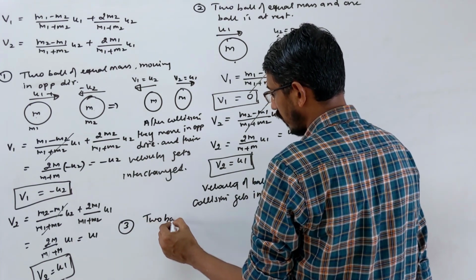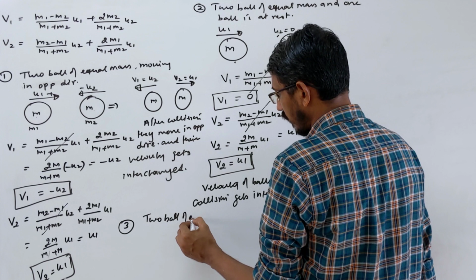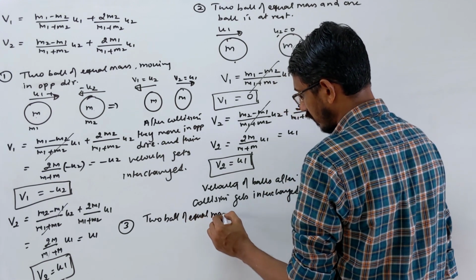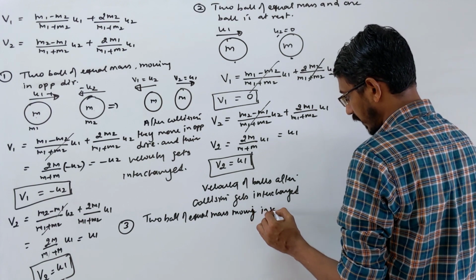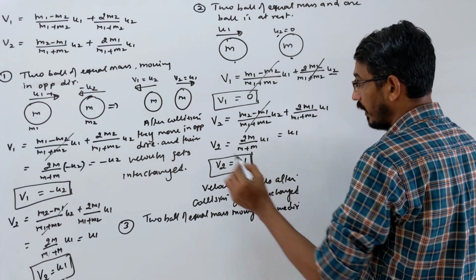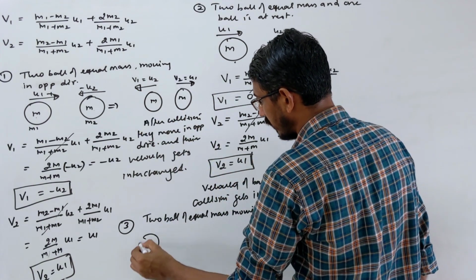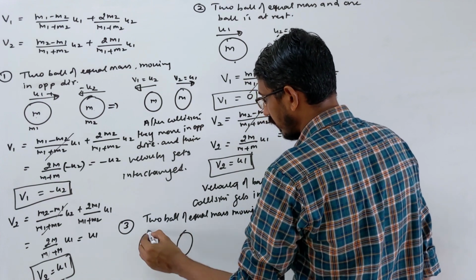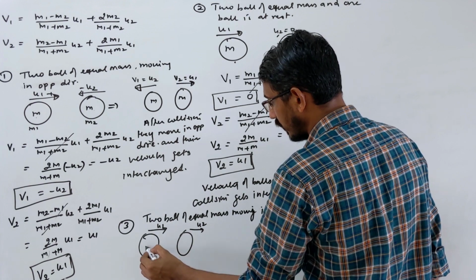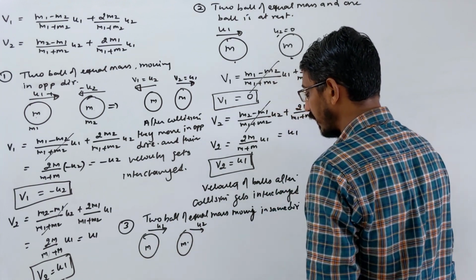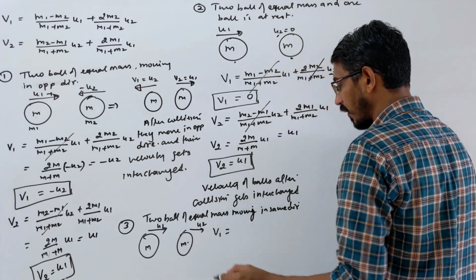Two balls of equal mass moving in the same direction, suppose. Like here I talked about opposite direction. Two balls are moving this way, and this is the velocity u1, and this also is moving in the same direction with u2. This mass m, this mass m, correct? Then we want to know what is the final velocity.